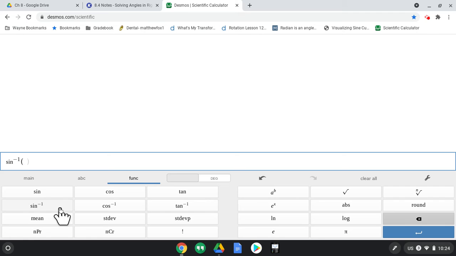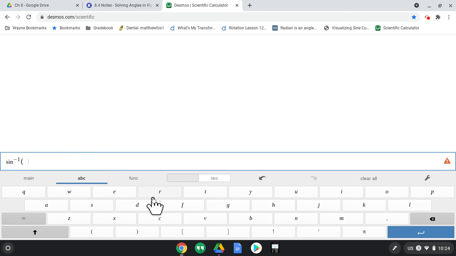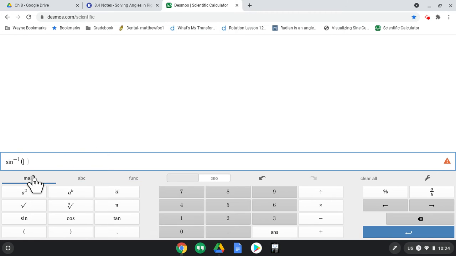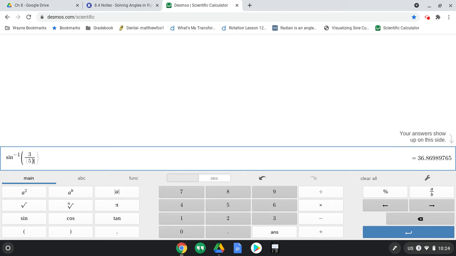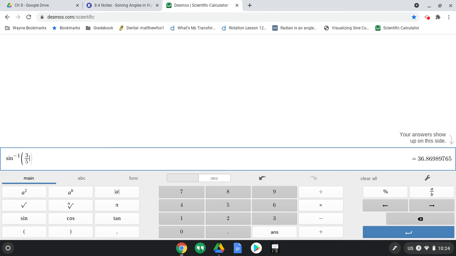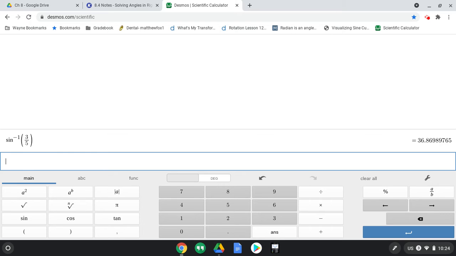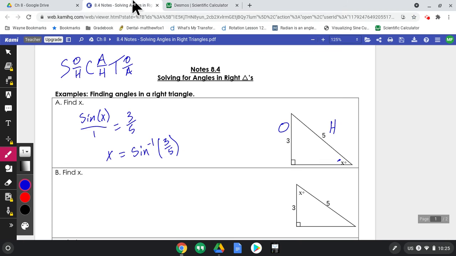So I hit sine -1, and I go back. I want numbers, not letters. 3 divided by 5, close my parenthesis, hit enter, and as you can see, 36.869, it keeps going. If you round to 1 decimal place, 36.9 degrees. Make sure when we write it, since we are finding an angle, it will be 36.9 degrees.